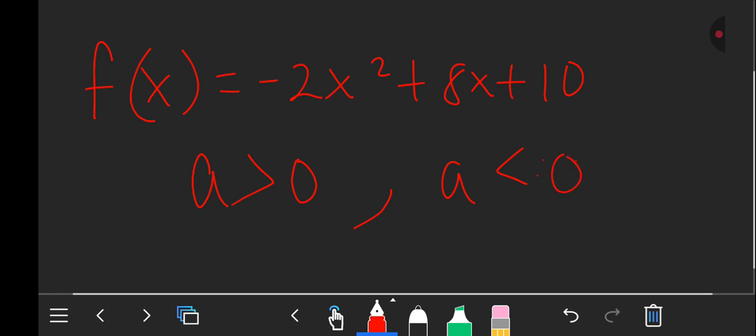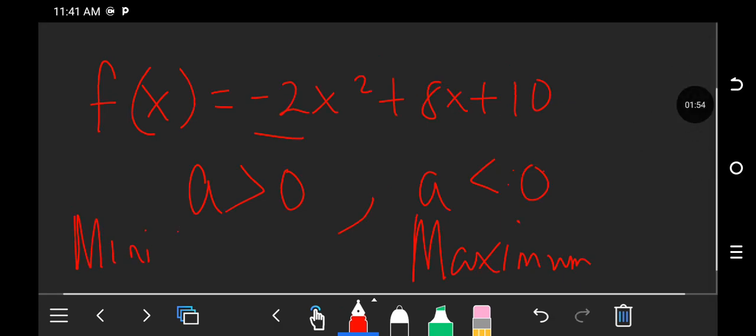If the coefficient is less than 0, as in this instance whereby we have negative 2, this one will give what we call a maximum parabola. Then if the coefficient of the square of x is greater than 0, then this is called the minimum parabola.